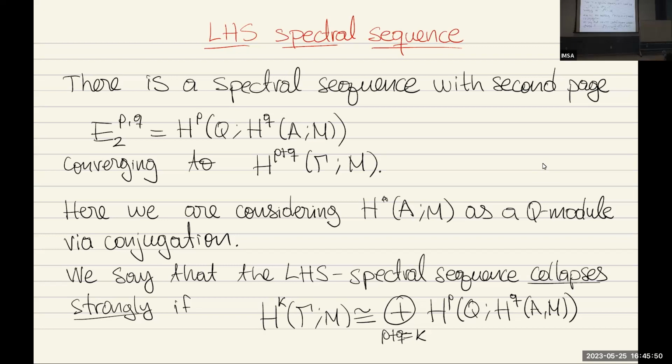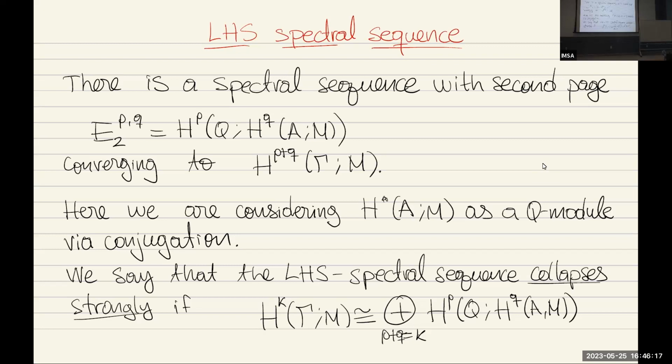That is the idea. Do you require A to be abelian? Yes, in this talk, A will be abelian. But in general, it could be any. Here we are considering this cohomology group as a Q-module via the conjugation action of Q over A.